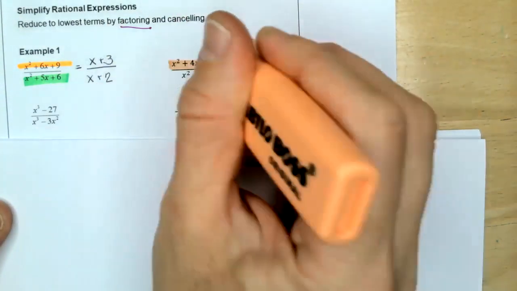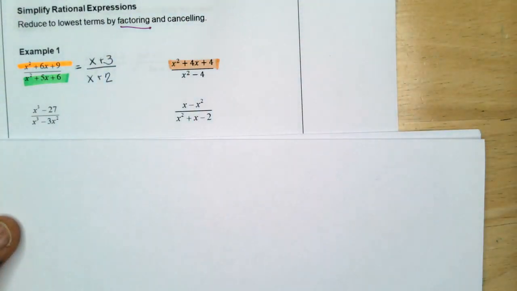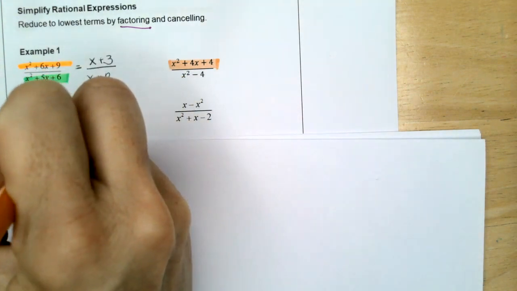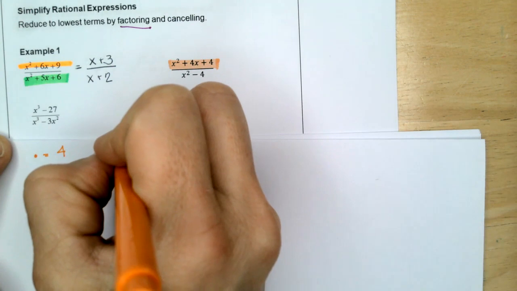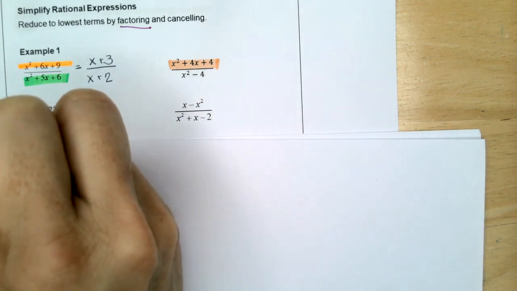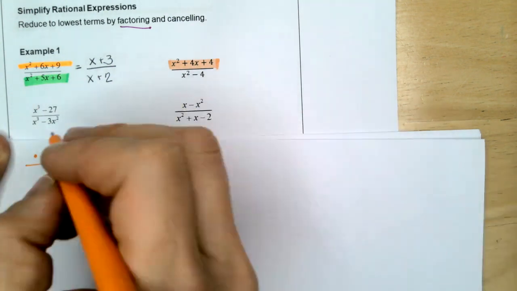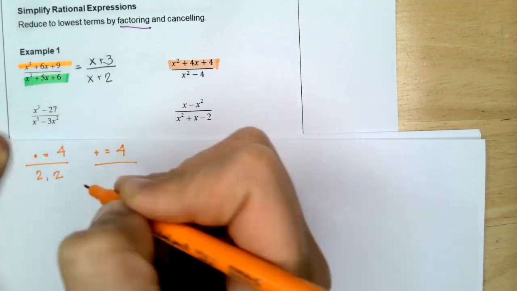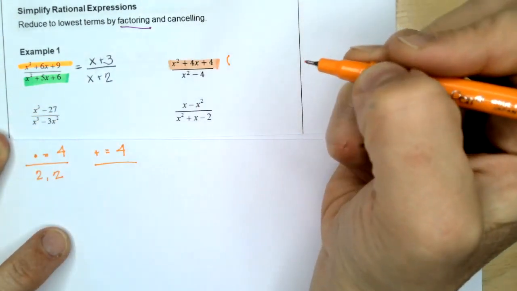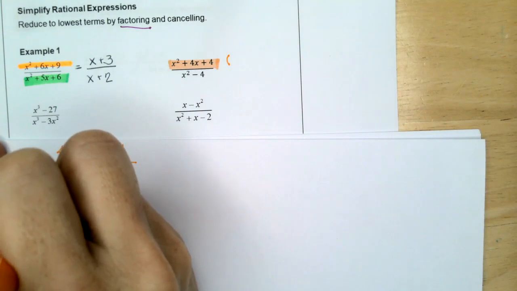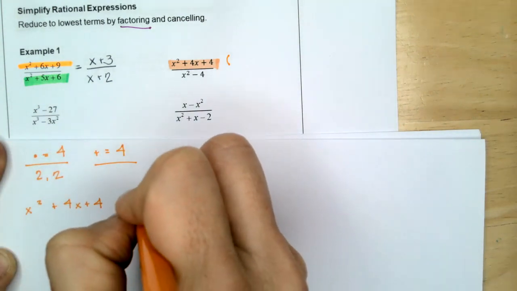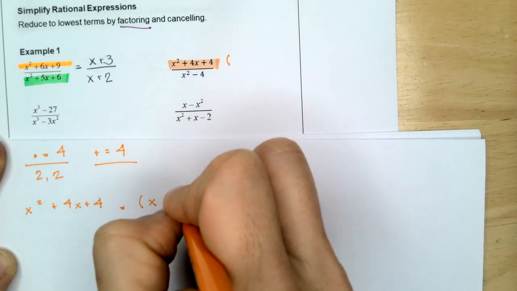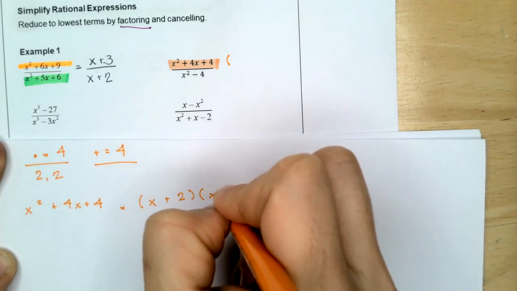So x squared plus 4x plus 4, multiply to equal a times c, which is 4, add to equal b, which is also 4. What numbers multiply to equal 4 and add to equal 4? The numbers 2 and 2, right? So x squared plus 4x plus 4 becomes x plus 2 times x plus 2.